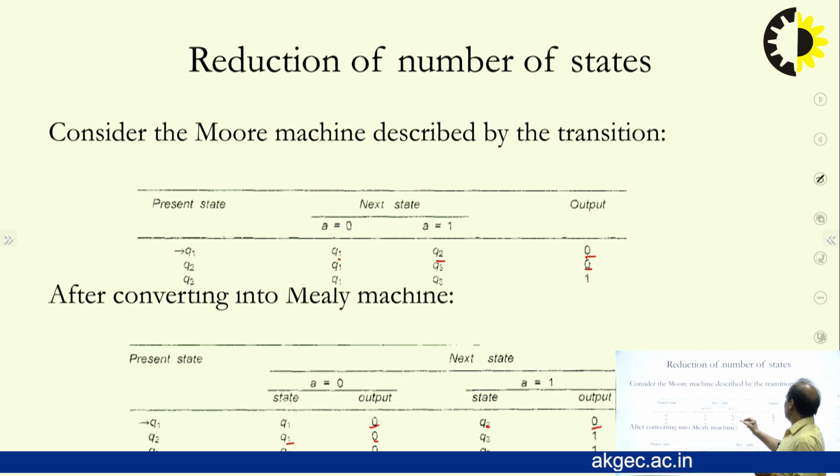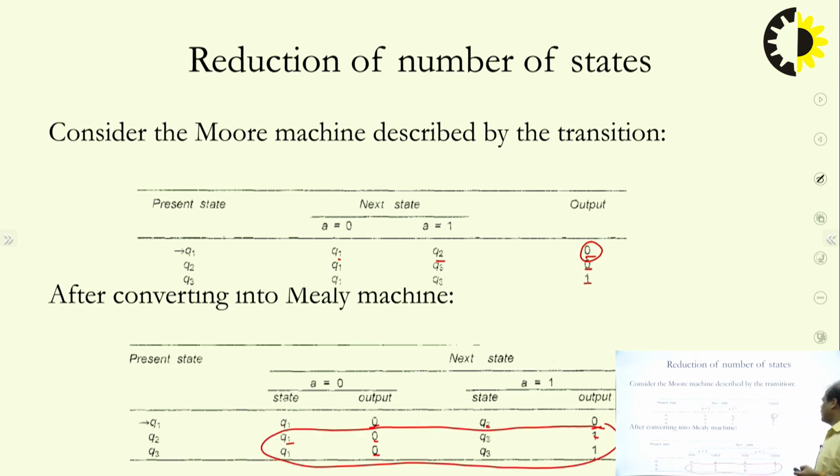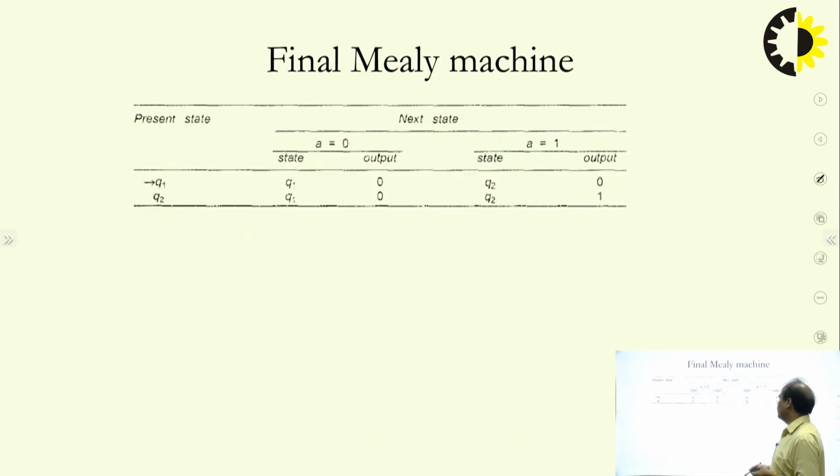Q2 on 1 is Q3 and the output of Q3 is 1. So we can see this as 1. Now Q3 on 0 is Q1, the output of Q1 is 0, so we write 0 here. Q3 on 1 is Q3 and the output of Q3 is 1. If you look here, Q1 0 Q3 1, Q1 0 Q3 1, these two transitions are the same. So these transitions can be combined together.